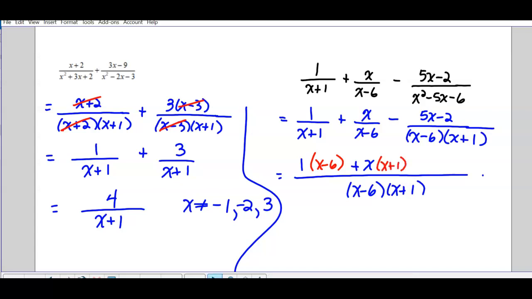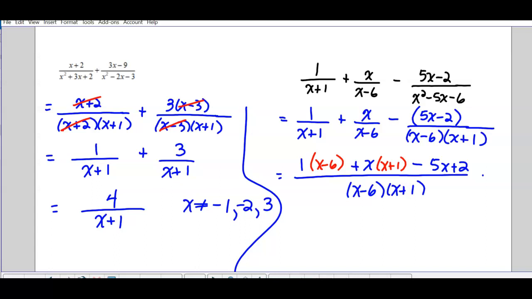Okay, so if I just cover that up, there's my equivalent fraction for the first. I cover this up, there's my equivalent fraction for the second. And then this doesn't have to change. So when I subtract, though, be careful. I'm subtracting everything in that numerator. Okay? So I can't just copy out 5x minus 2. That's wrong. Right? That, when I get rid of the brackets, will be minus 5x plus 2. Because it's like having brackets and you're subtracting everything inside the brackets.